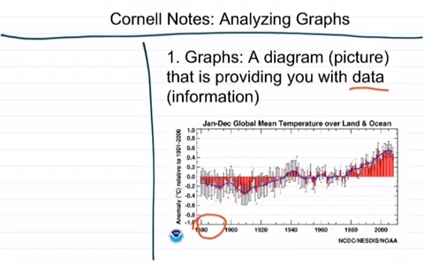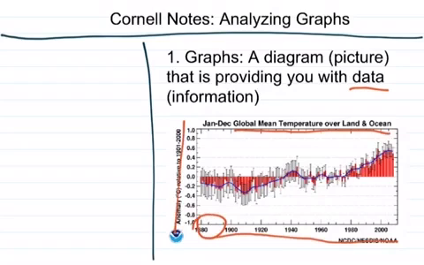So this graph right here, let's look at the title. The title will give you information about what the graph is about. So it's about temperatures over the land and the ocean. Once you look at the title, you're like, okay, that's what this graph is about. When does it start? Because some graphs can be about millions of years or thousands of years. Some graphs can be just more recent.